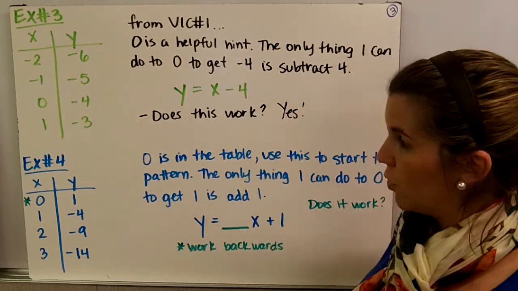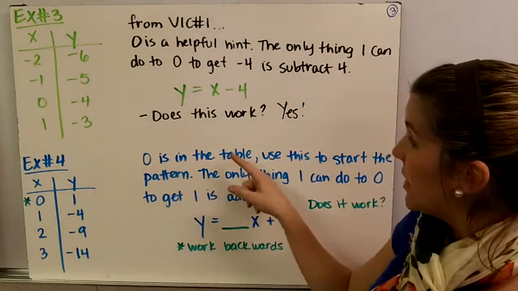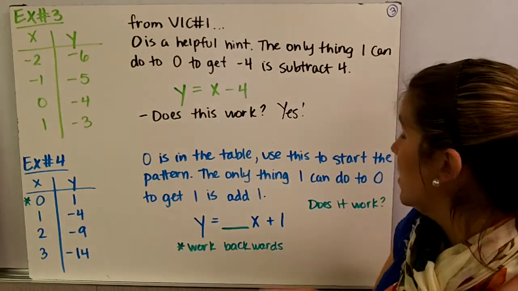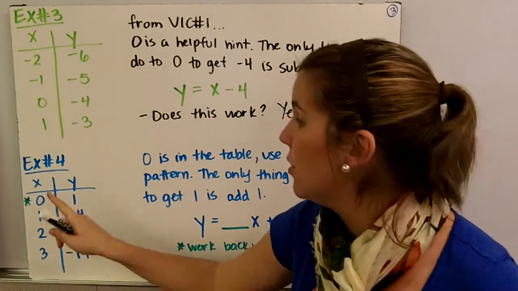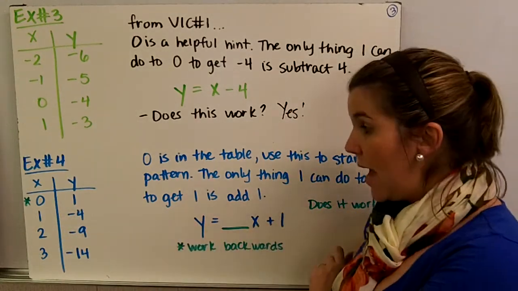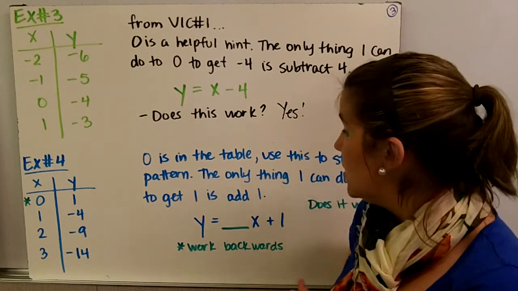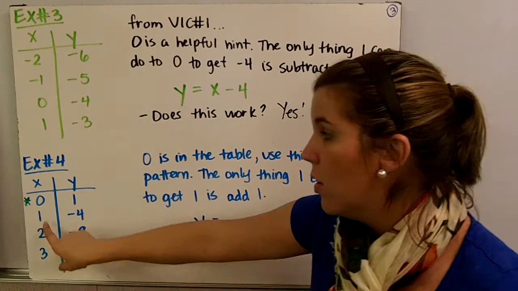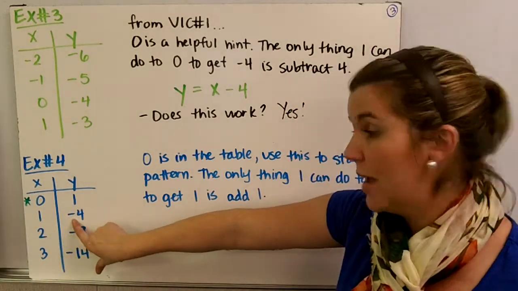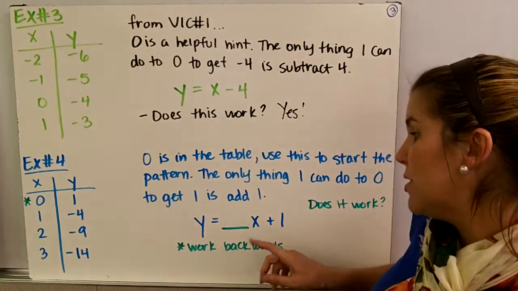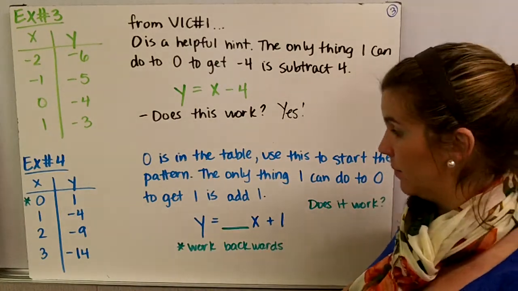All right, example 4. Again, 0 is in the table. Here it is. 0 is the input. The output is 1. And you might be thinking, well, how do you go from 0 to 1? The only thing that you can do is to add 1. Okay? So we say our number plus 1. Well, 1 plus 1 is 2, not negative 4. 2 plus 1 is 3, not negative 9. So it has to be more than just add 1.